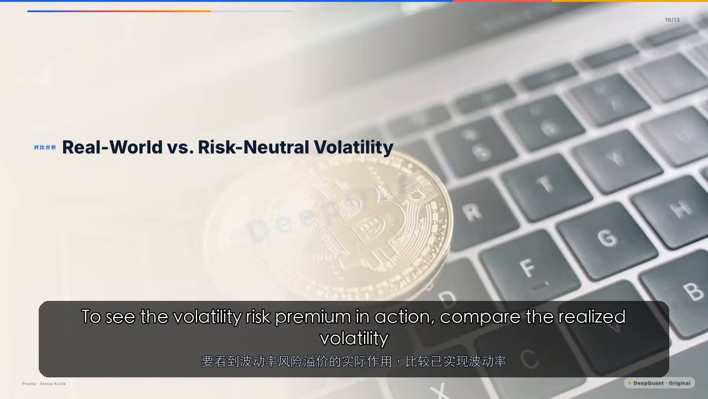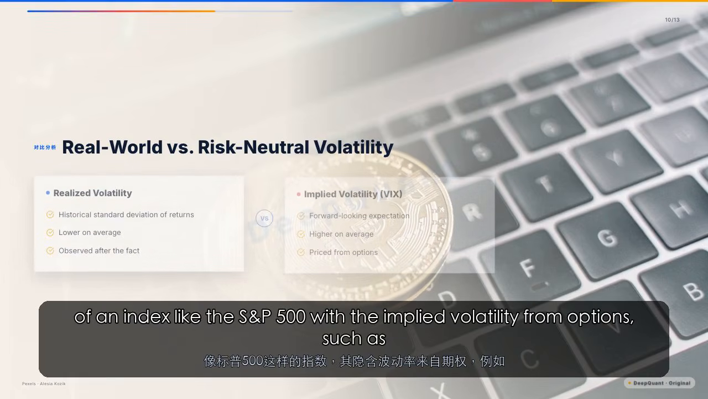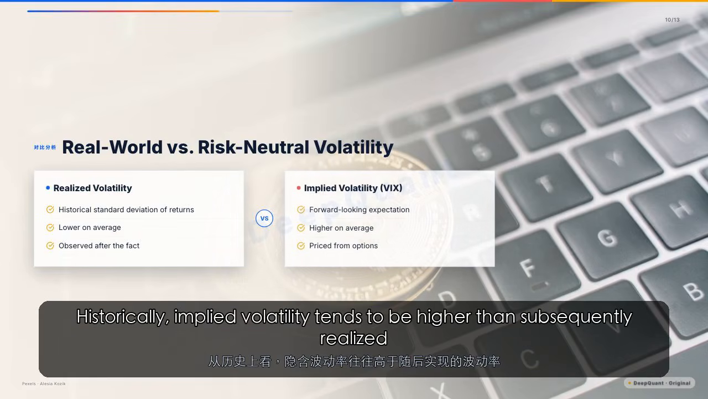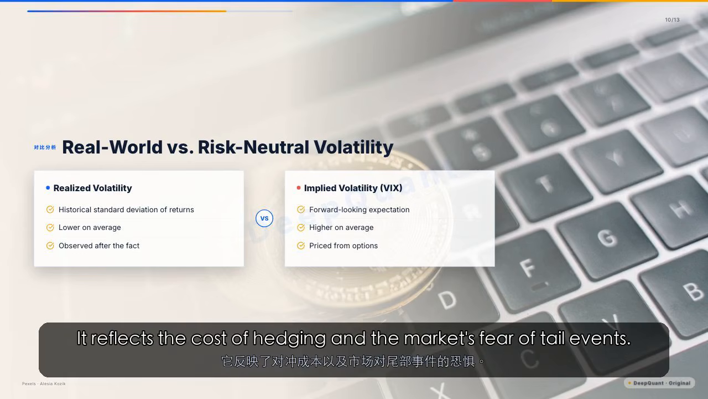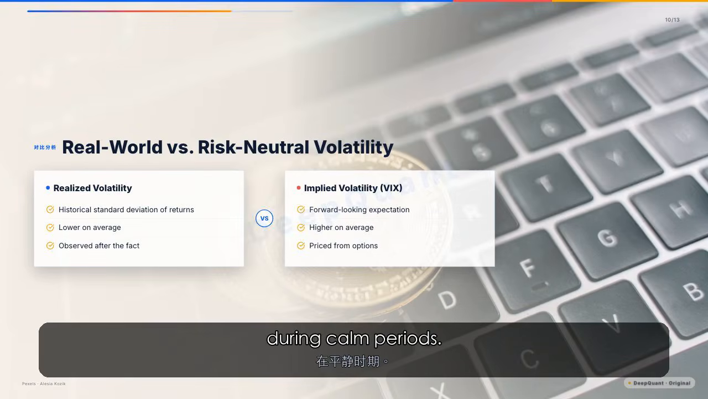To see the volatility risk premium in action, compare the realized volatility of an index like the S&P 500 with the implied volatility from options, such as the VIX. Historically, implied volatility tends to be higher than subsequently realized volatility. This gap is the volatility risk premium. It reflects the cost of hedging and the market's fear of tail events. The premium varies over time, often widening during crises and narrowing during calm periods.